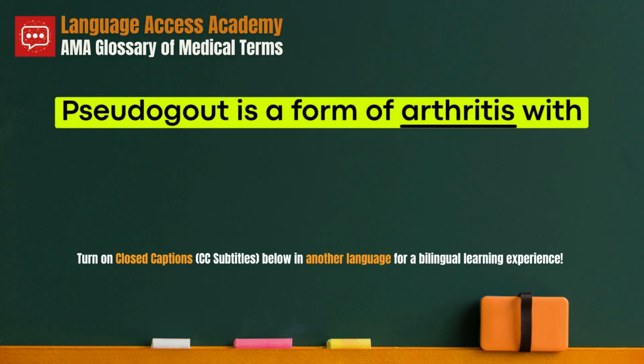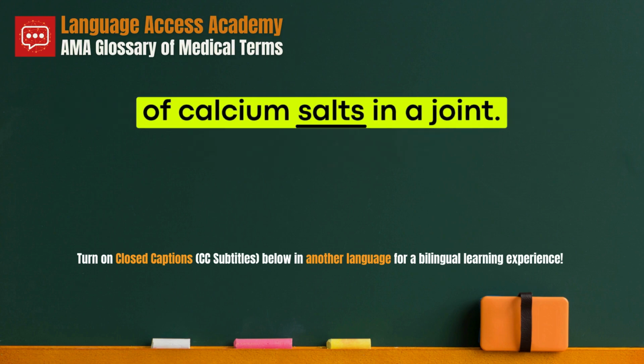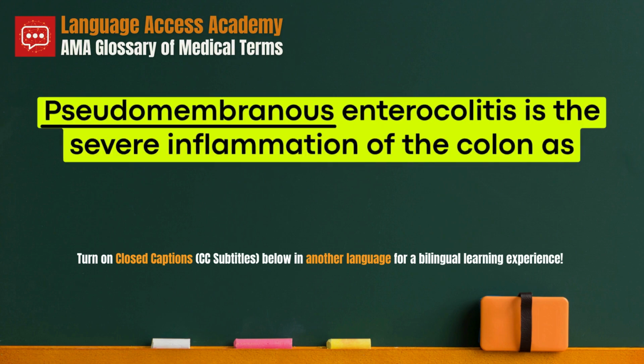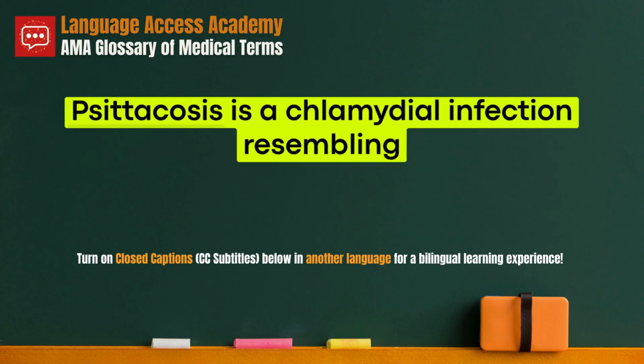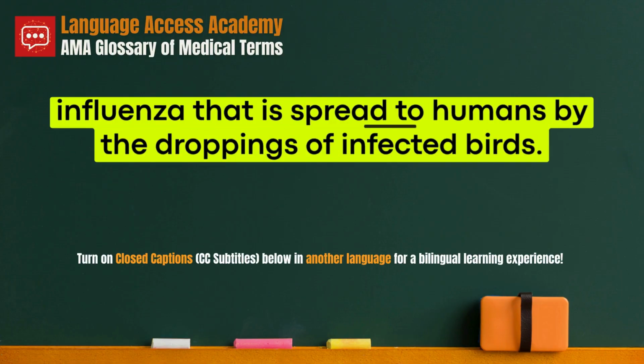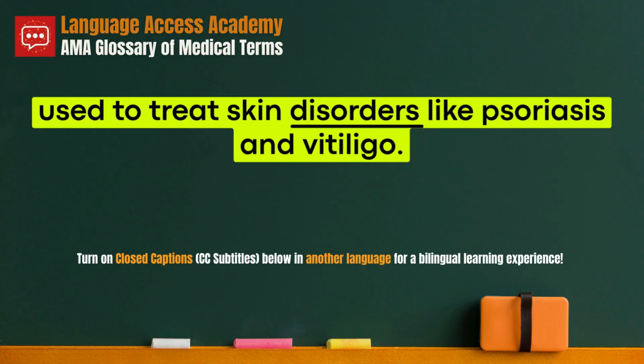Pseudogout is a form of arthritis with symptoms similar to gout that results from the depositing of calcium salts in a joint. Pseudomembranous enterocolitis is the severe inflammation of the colon as a result of antibiotic use by an immunocompromised individual. Psittacosis is a chlamydial infection resembling influenza that is spread to humans by the droppings of infected birds. Psoralins are drugs that contain chemicals derived from plants, used to treat skin disorders like psoriasis and vitiligo.